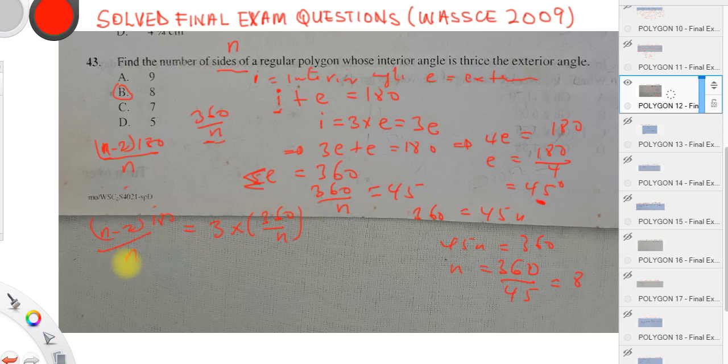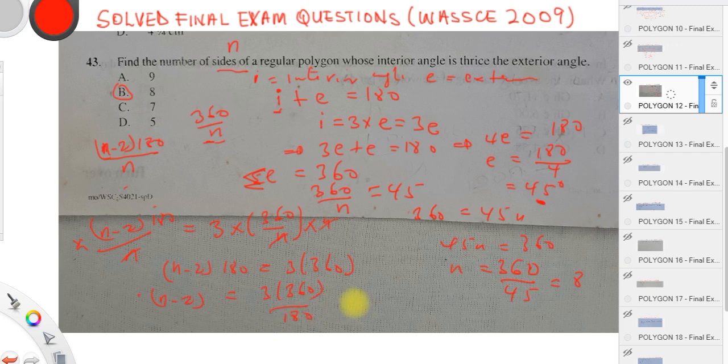So we multiply both sides by n, and n cancels. Then we have n minus 2 times 180 is equal to 3 times 360. We can make n minus 2 the subject by dividing both sides by 180. So we have n minus 2 is equal to 3 times 360 all over 180.